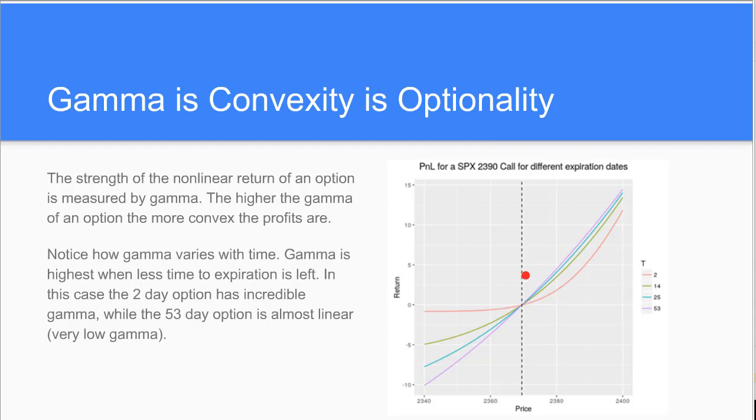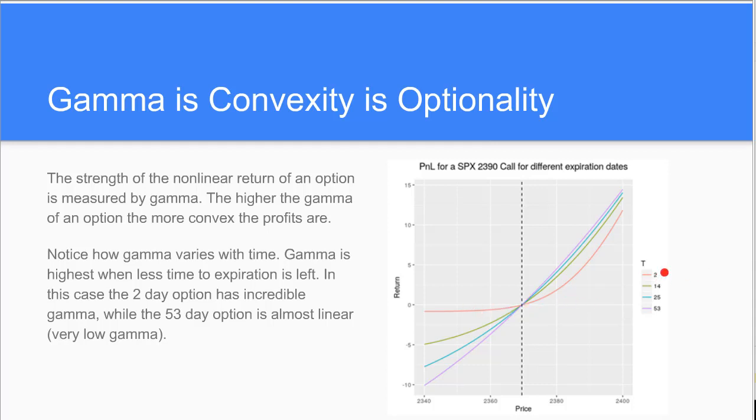I have a chart here that has the same option, the same strike, but for different expiration times. And those were also very real options at the time when I generated this chart. You can see I have options that expire 2 days from now, which is extremely short, 14 days from now, 25, 53. So you can see the behavior, the profile of the profit and loss chart for different expiration dates, and you notice differences between them.